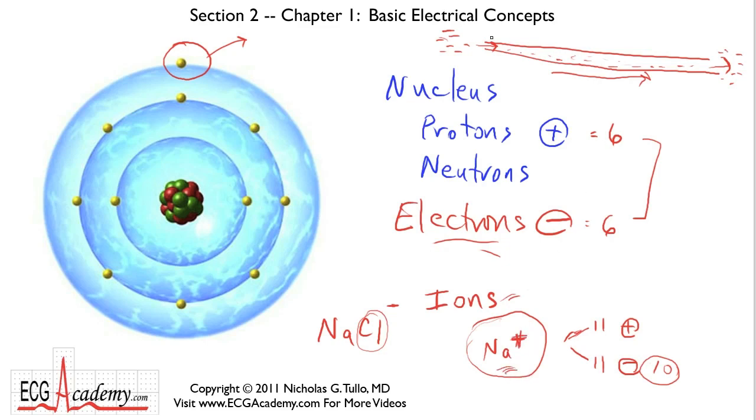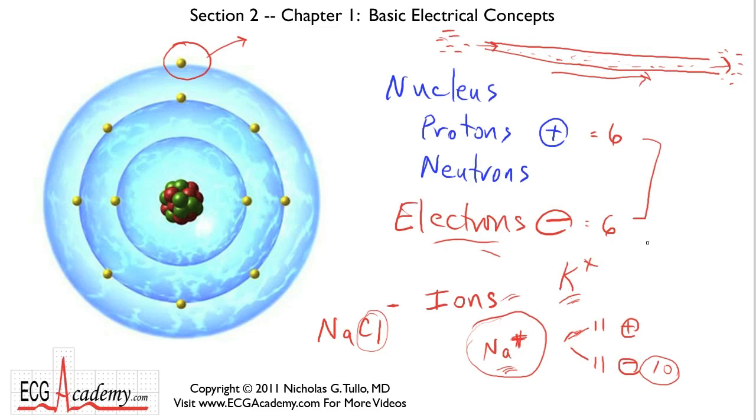So just like electrons moving along a wire, the movement of charged ions such as sodium, and another common ion that we see in the body, potassium, which, just like sodium, can lose an electron and become a potassium ion. The movement of these charged particles is what creates electrical currents within the body.